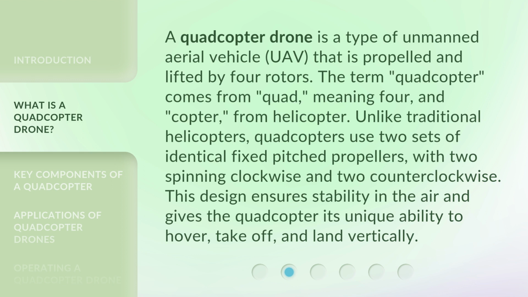A quadcopter drone is a type of unmanned aerial vehicle, UAV, that is propelled and lifted by four rotors. The term quadcopter comes from quad, meaning four, and copter, from helicopter. Unlike traditional helicopters, quadcopters use two sets of identical fixed-pitched propellers, with two spinning clockwise and two counterclockwise. This design ensures stability in the air and gives the quadcopter its unique ability to hover, take off, and land vertically.